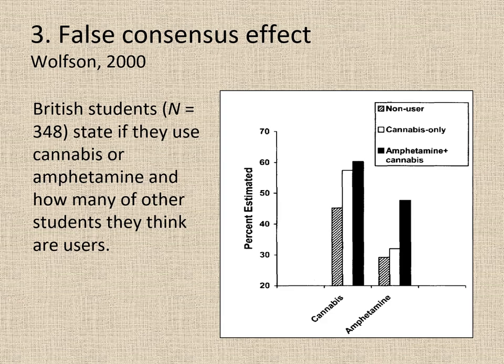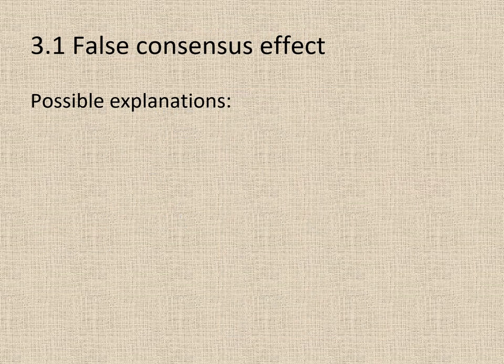Okay, why do you think our own choices, our own behavior, seem more usual than they actually are? What possible explanations do we have for this? Is it stupid that we work this way? Is it an indication of our lack of cognitive capacity or something like that?